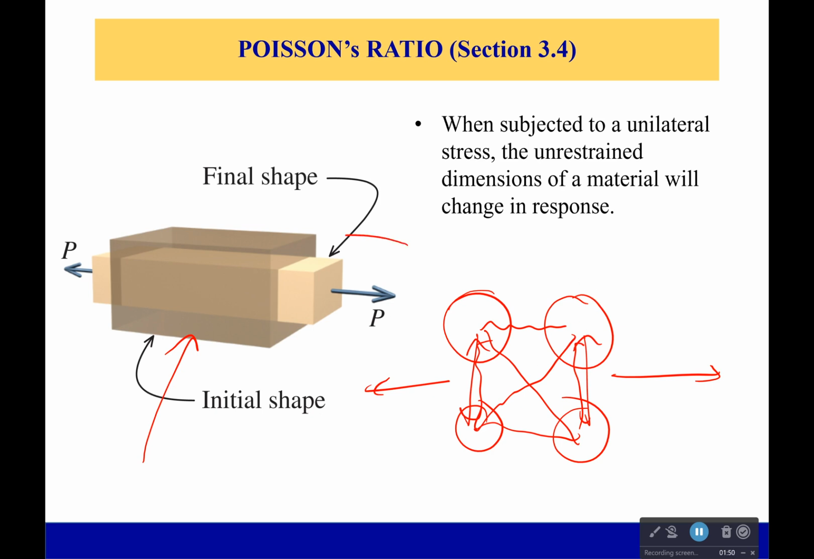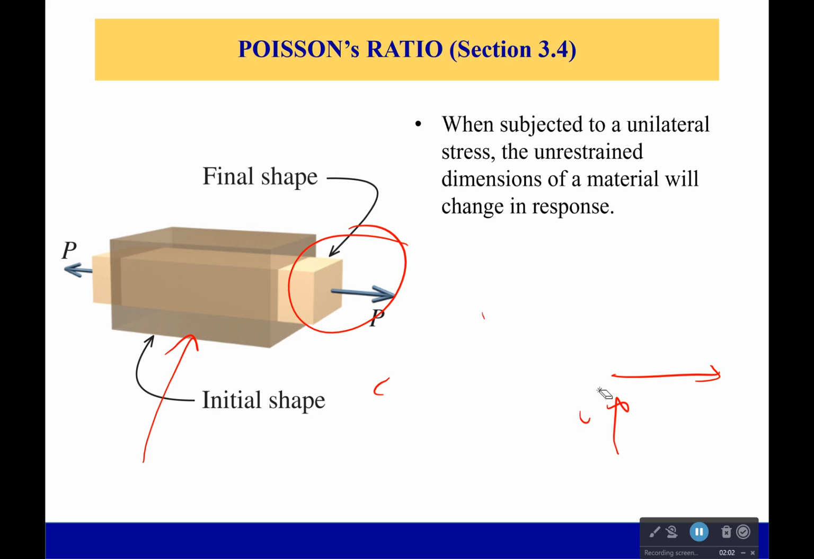And so that's the same thing that happens here. As we stretch it, these begin to push against each other or pull against each other, and it brings the atoms on the top and on the bottom together in order to minimize the force. So that's the microscopic reason for why we see Poisson's ratio.